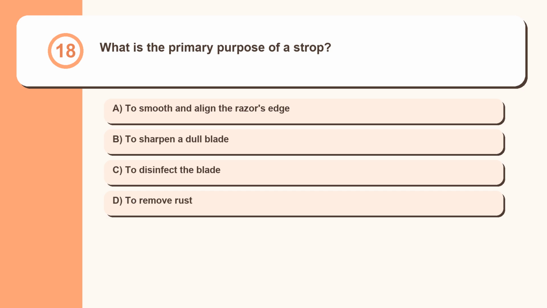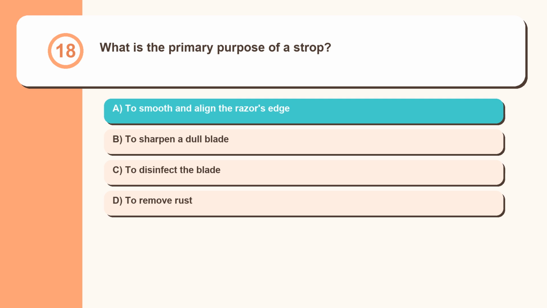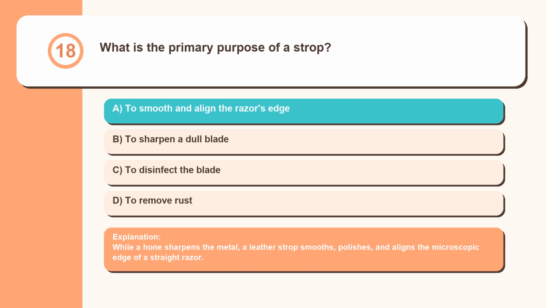Question 18. What is the primary purpose of a strop? To smooth and align the razor's edge, to sharpen a dull blade, to disinfect the blade, to remove rust. While a hone sharpens the metal, a leather strop smooths, polishes, and aligns the microscopic edge of a straight razor.